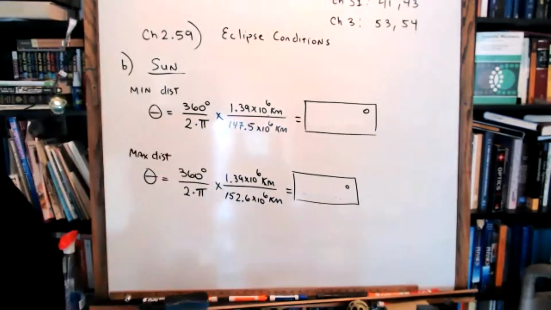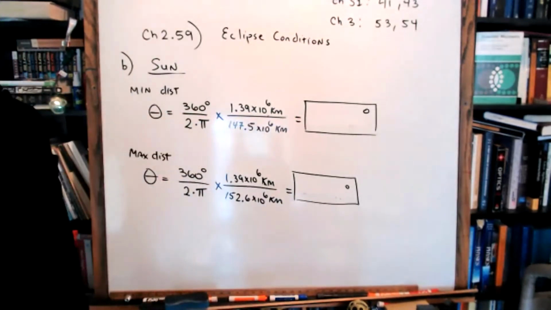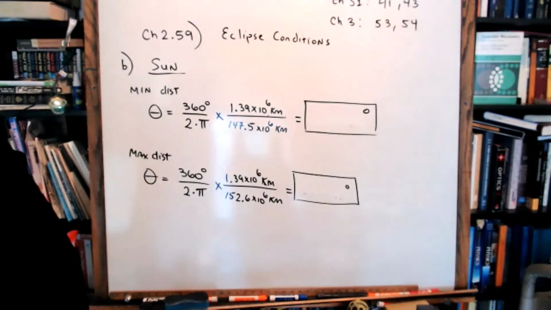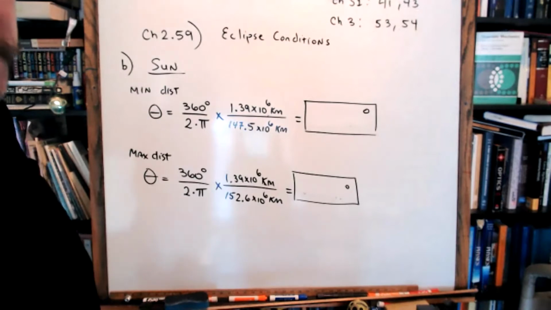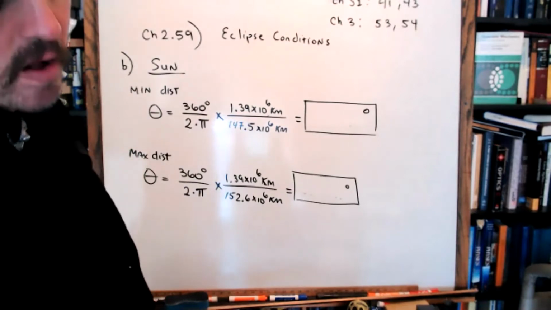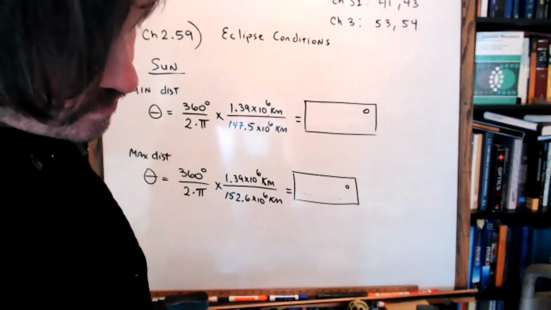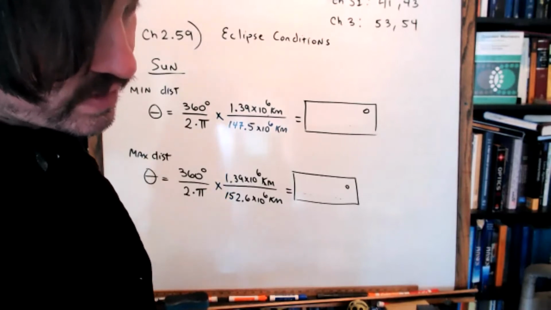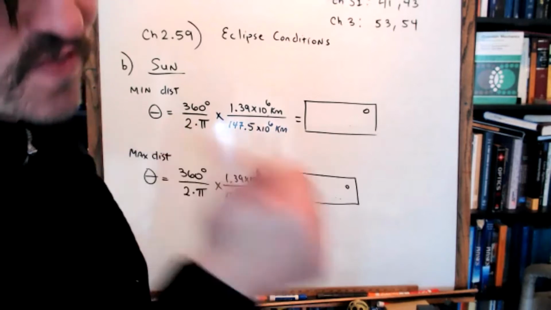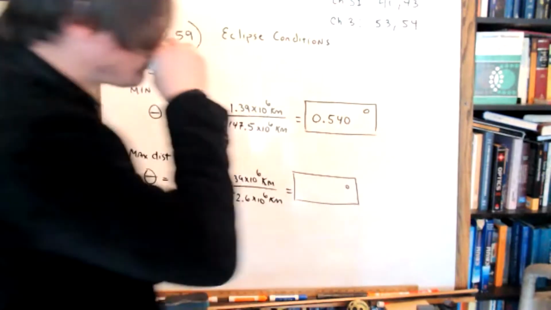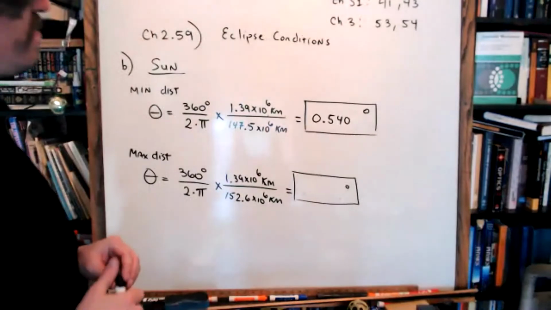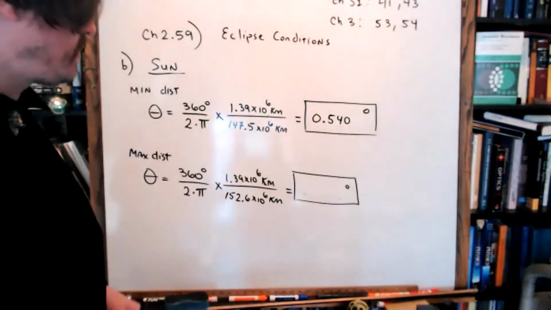What's the angle for the minimum distance? I'm not sure where to round this one, but on the calculator I got 0.5399. Right, but we want three significant figures. 0.540. That's how you do it. Nice. That's three sig figs right there. Good. All right, how about the one below?